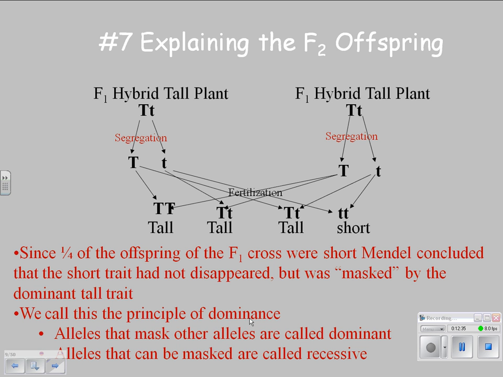So the question is asked, what are dominant and recessive alleles? Dominant alleles make a product. Recessive alleles don't make a product. Okay, so dominant alleles can mask the other alleles, whereas recessive alleles don't.